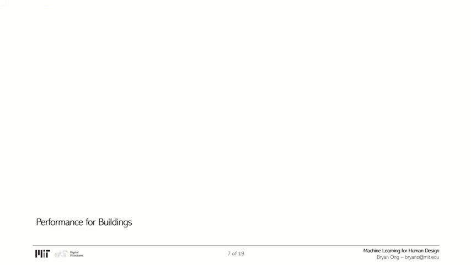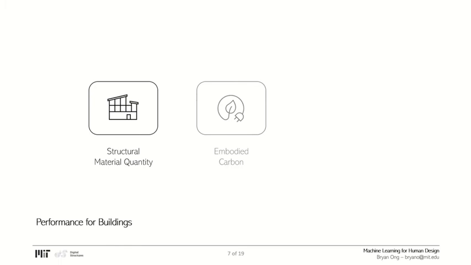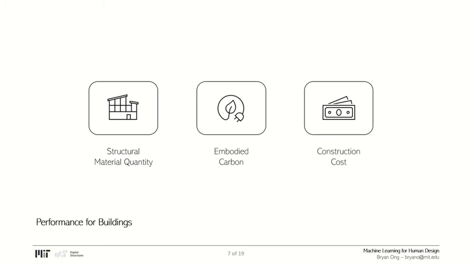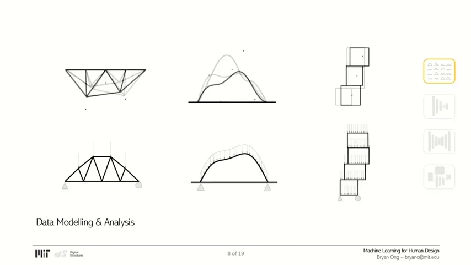The performance that we're concerned with might also differ based on the designer's intentions, be it structural material quantity, embodied carbon, construction costs, or traditional structural criteria. For this research, we'll be focusing on structural material quantity, specifically the amount of material required for the designs that we generate. To generate the data, models were developed in the Grasshopper parametric environment.